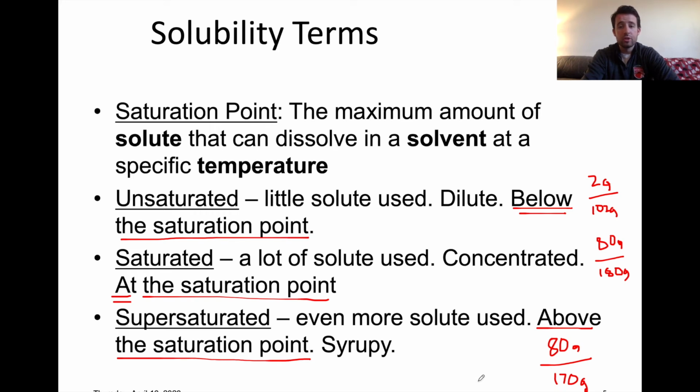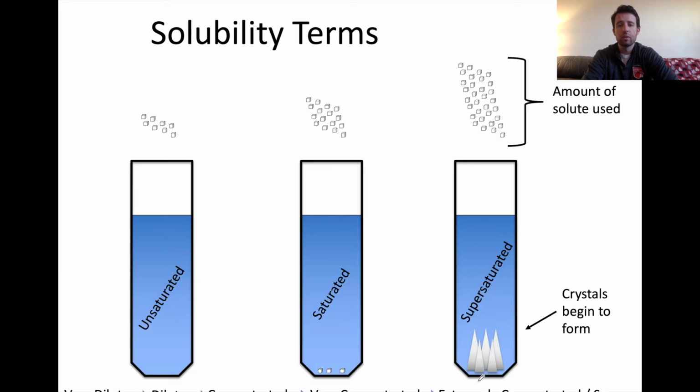Here are unsaturated, saturated, and supersaturated solutions, a more visual representation of them. What you'll notice here on the top is unsaturated, you don't use a lot of solute. Saturated, you do use a lot of solute. And supersaturated, you have to use even more solute. And once you start to get above that supersaturated point, you'll see here crystals begin to form.